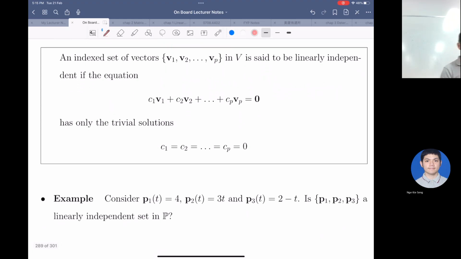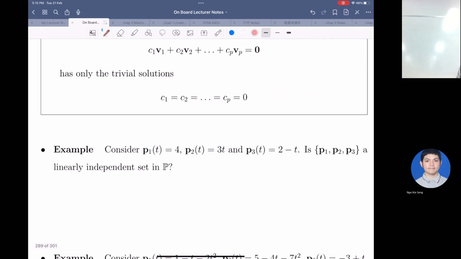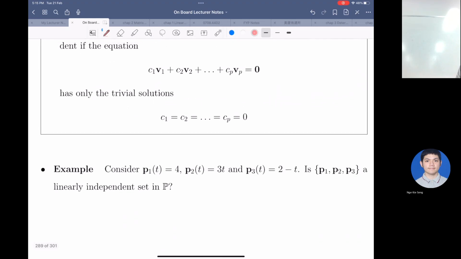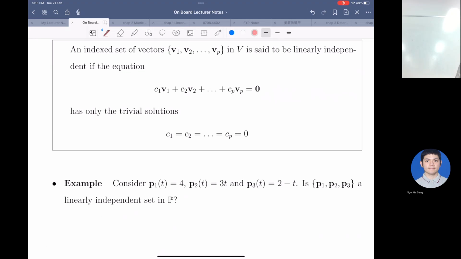So the next part here is consider P1, P2, P3. You have 3 vectors, and you want to show that P1, P2, P3 is a linearly independent set in P2. Now your vectors are not Rn anymore. Your vectors become polynomials, right? But the vector equation is still the same. You take C1 times P1 plus C2 times P2 plus C3 times P3, and set it equal to 0.